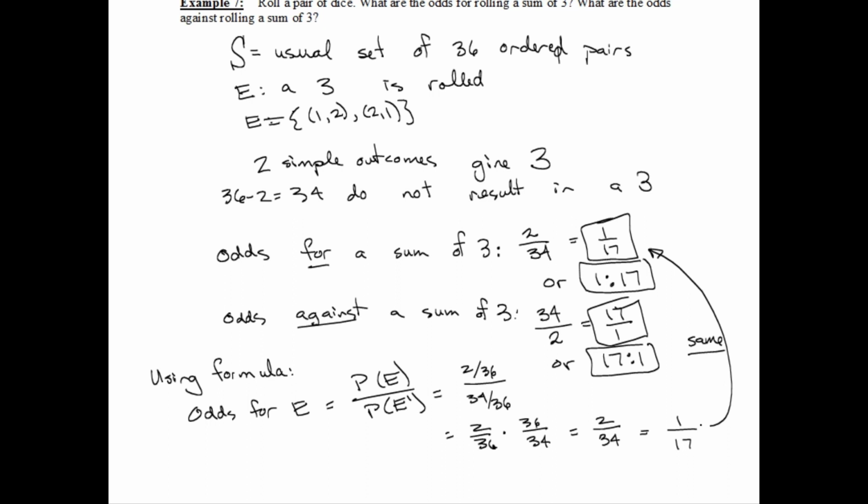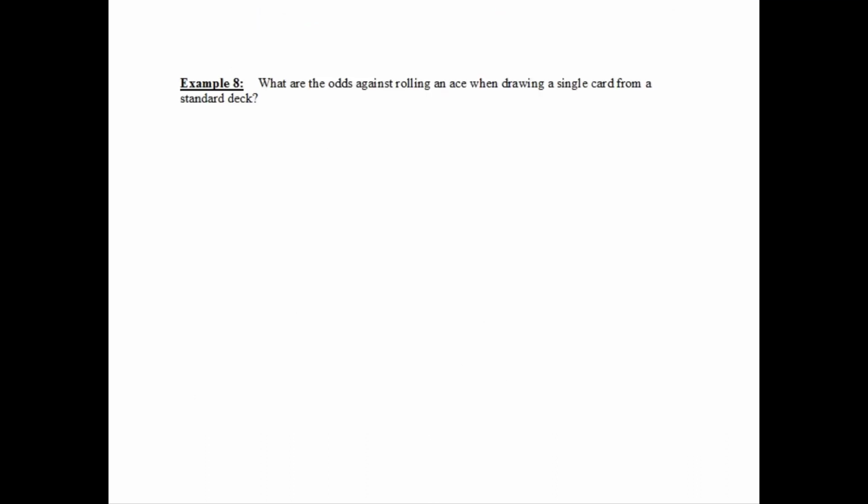Okay, so 1 to 17. So you can use the formula, but just think of contrasting the event against the complement. Let's do another one. What are the odds against rolling an ace when drawing a single card from a standard deck? So my A is my set of aces, and so then my A complement would be the non-aces.